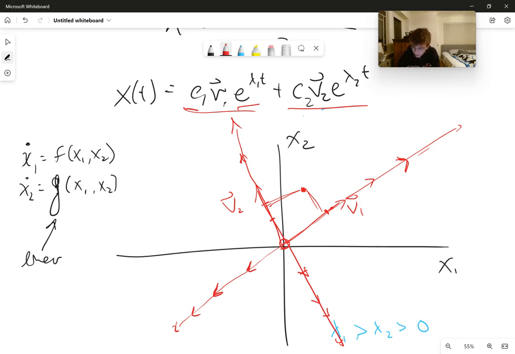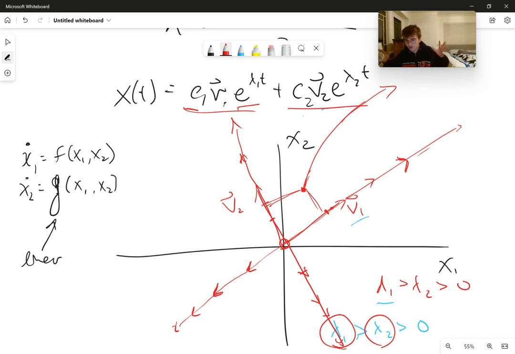Okay, and so to figure that out, we actually need to look at the relative size of lambda 1 and lambda 2. So if lambda 1 is greater than lambda 2, and they're both positive, then essentially it's going to grow much faster in the direction v1, okay? And so as time increases, it's going to continue growing in both directions, but it's going to eventually become parallel to v1 because the component of v1 is going to become exponentially larger than the component of v2. And so eventually this trajectory will grow parallel to the span of v1.